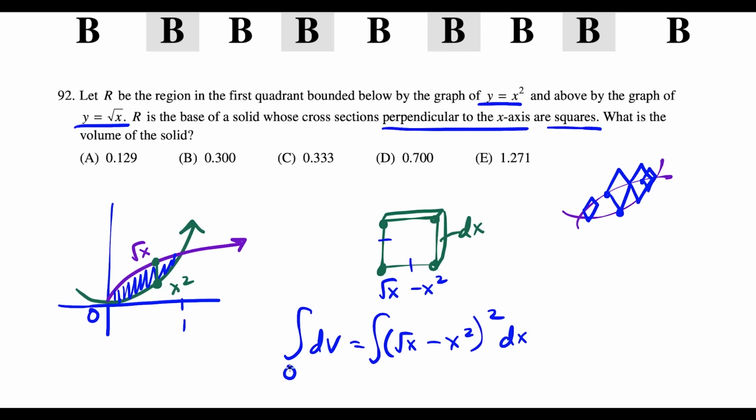If it wasn't obvious that x equals 0 and x equals 1 are the limits of integration, what you could do is set those two equations equal to each other like this. And you could use the calculator for this, but this is going to tell you x equals 0 and x equals 1, which are going to be our limits. And the rest is calculator work.